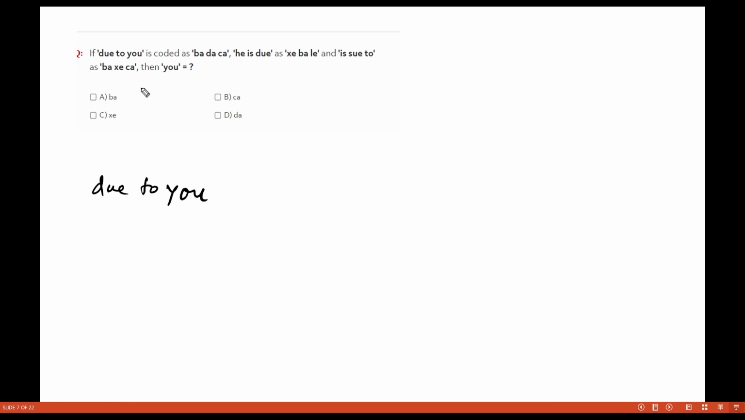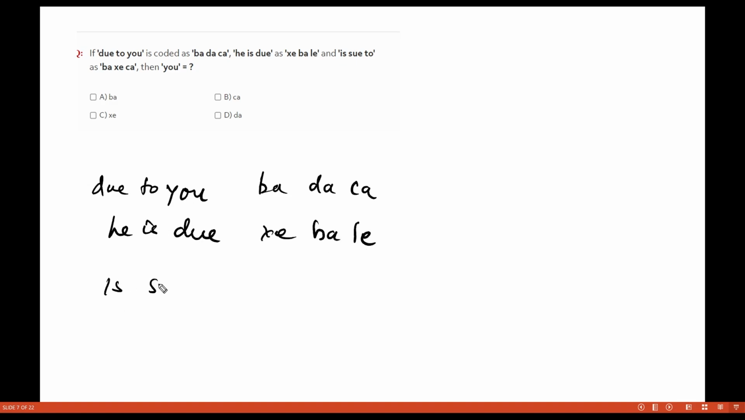Now it is saying "due to you" is coded as BA, DA and CA. "He is due" is coded as XC, BA and LE. "Is sue to" is coded as BA, XC and CA. And what is U equal to? See, it is saying "due to U", so from here we get that BA, DA, CA is something due to you.